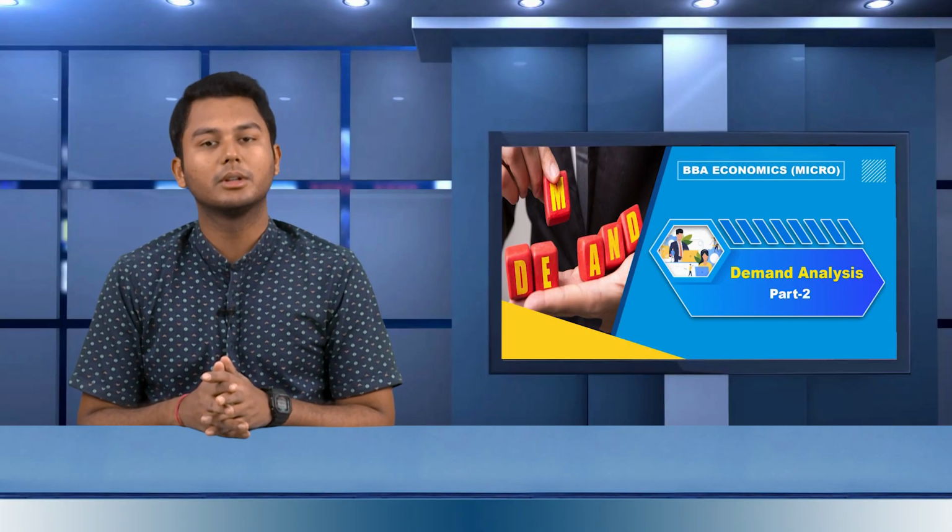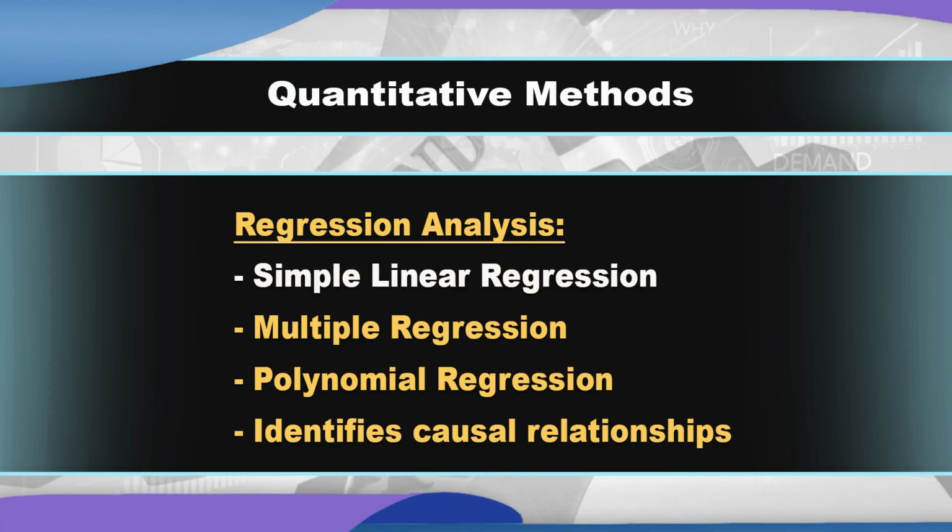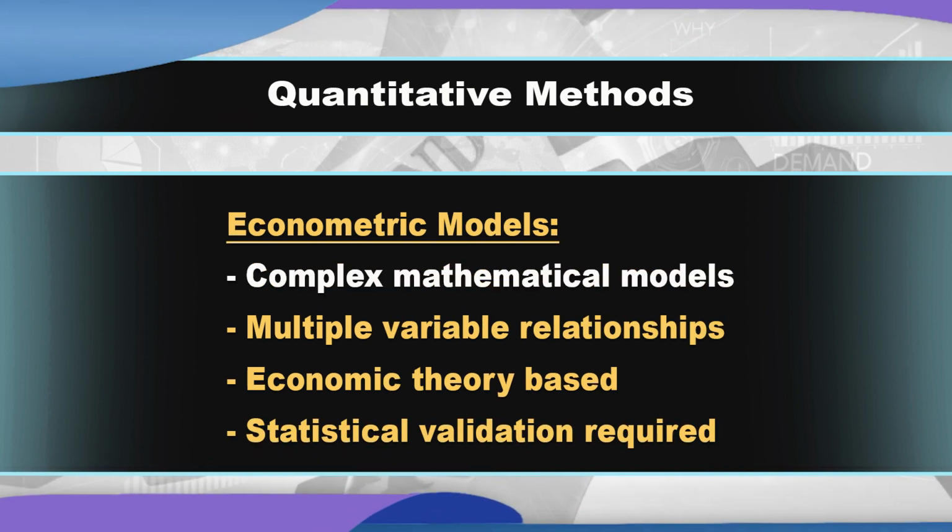Then you also use regression analysis such as simple linear regression, multiple linear regression, polynomial, which help you to identify causal relationships between demand and all its other factors. Next, you have some complicated or complex models which are called econometric models, where you can model the relationship between multiple variables, and it allows you to look at economic theory, also some statistical validation which is required in order to conclude.